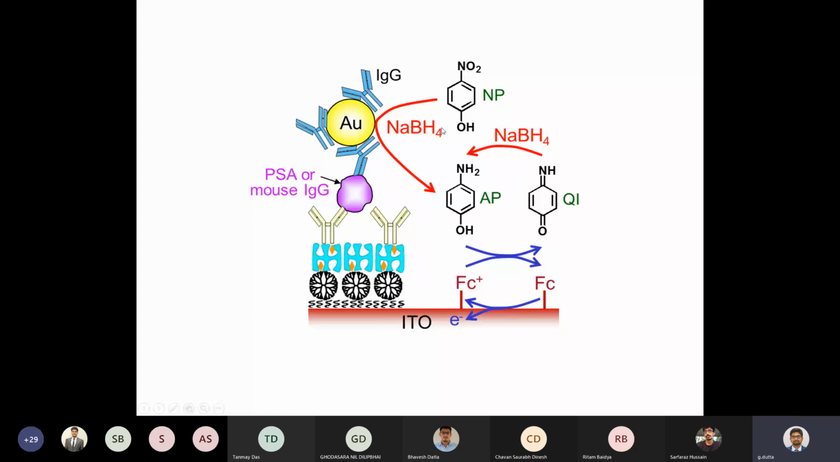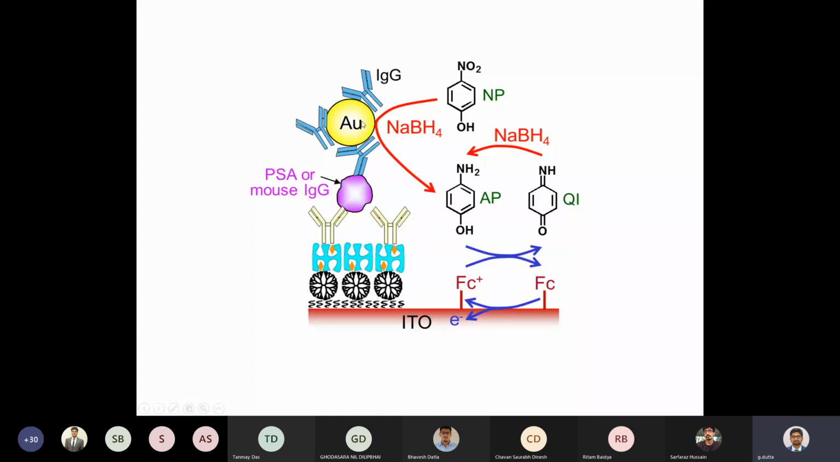Now we will add some chemicals like sodium borohydride and NP. NP means nitrophenol. So when you add this nitrophenol and the sodium borohydride, they will react with the gold nanoparticles. If gold nanoparticles are absent, then this nitrophenol cannot be converted to the aminophenol, AP. So for this, we need gold nanoparticles.